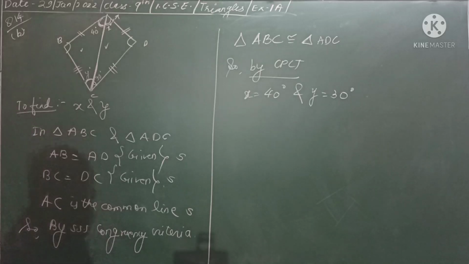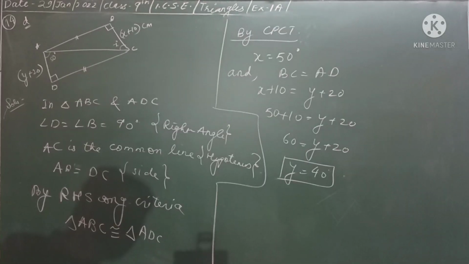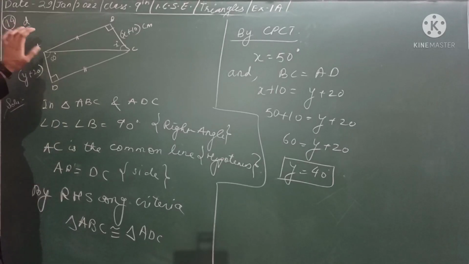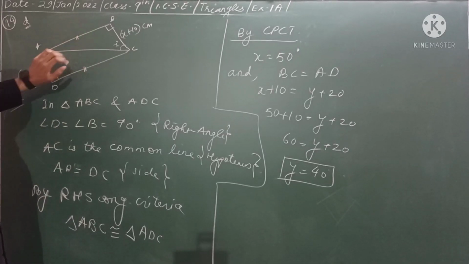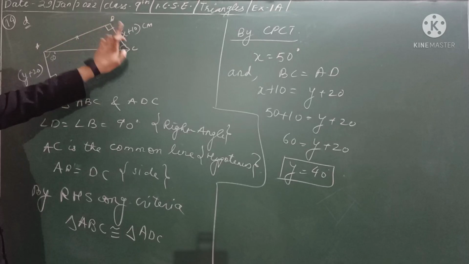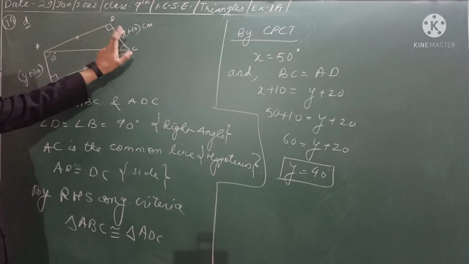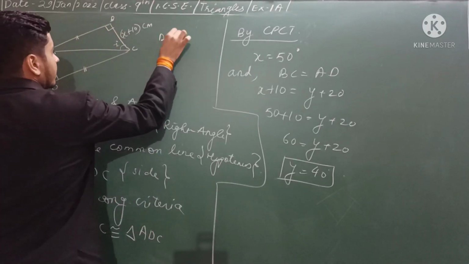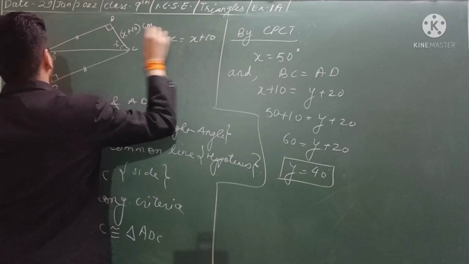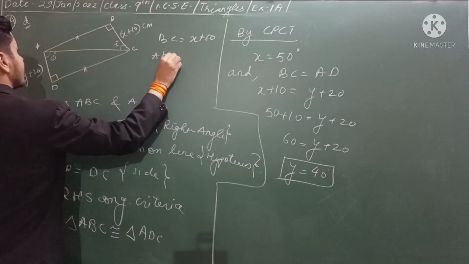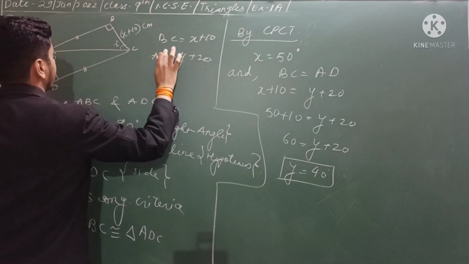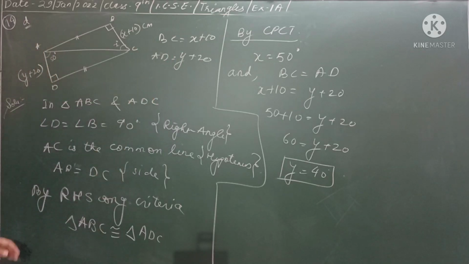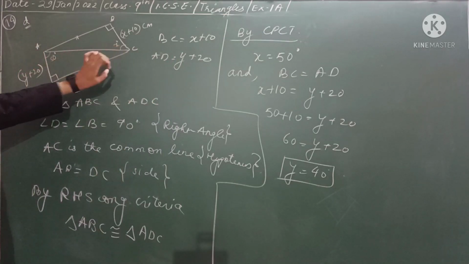Let's do this one. Alright, let's understand the last question of the exercise. So you have the structure in such a way where I have labeled A, B, C, D, where BC is x plus 10, and what is AD given to us? This is y plus 20. So we have to find the value of x and y in this question.